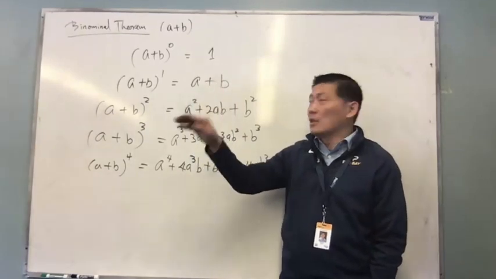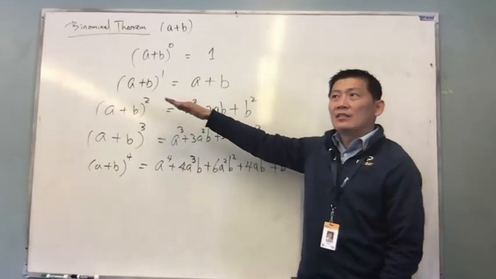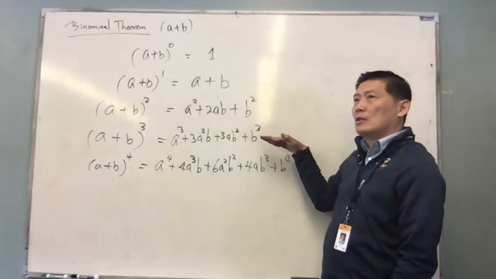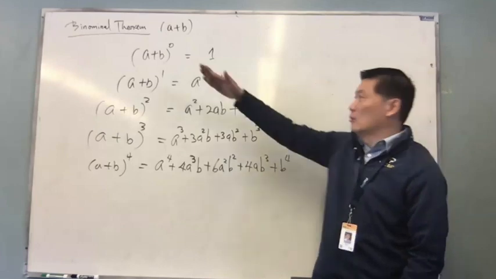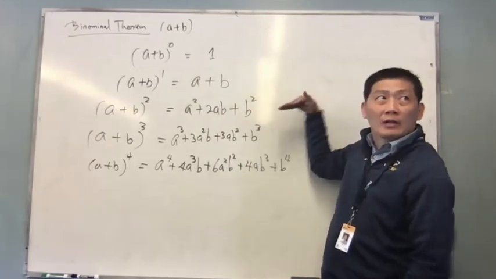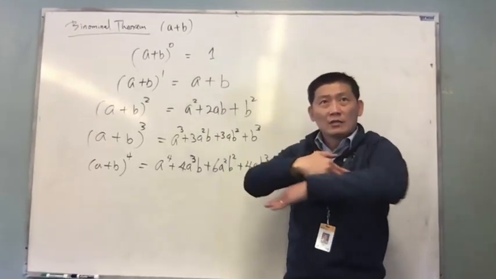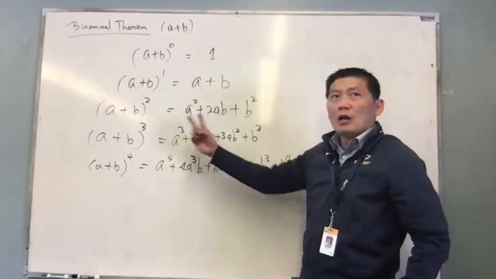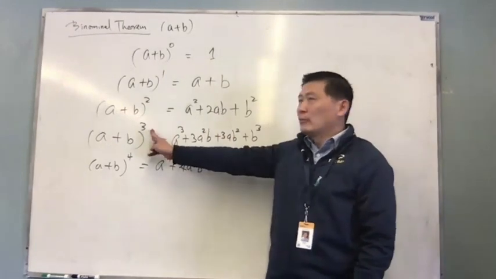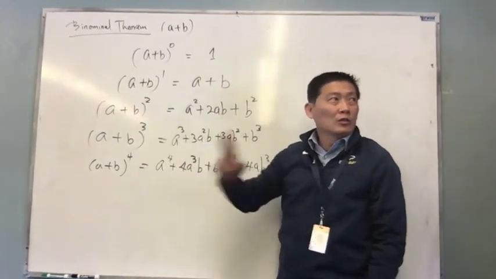Observation number 1 is A will have a descending pattern of the power. B will have an ascending pattern of power. One goes down, one goes up. They flip-flop, right? Do you see that? That's number 1. Number 2 is the power of each term ought to add up to the same power as what you start out with.